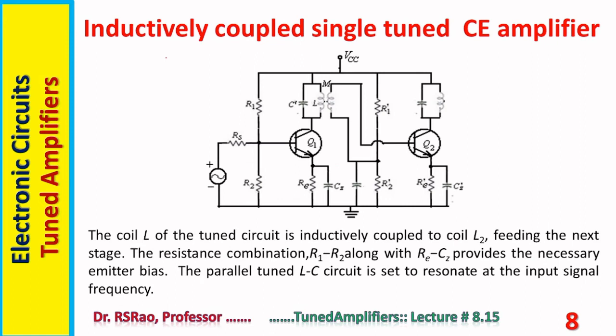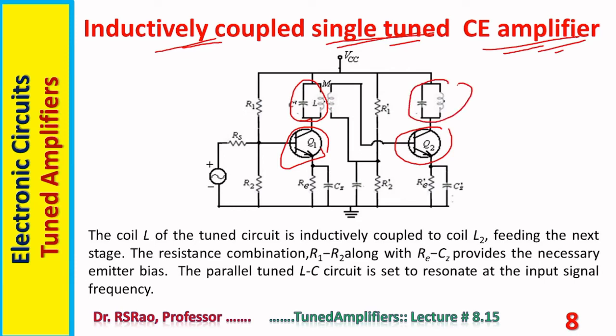Another configuration: inductively coupled single tuned CE amplifier. Here two stages are shown, Q1 and Q2. They are in CE configuration, that's why it is labeled as a CE amplifier. Single tuned, because you can find only one tuned circuit in each stage. Here one tuned circuit, here another tuned circuit. That's why it is single tuned, inductively coupled. A transformer is used to couple the output of one stage to the input of the next stage. That's why it is inductively coupled.